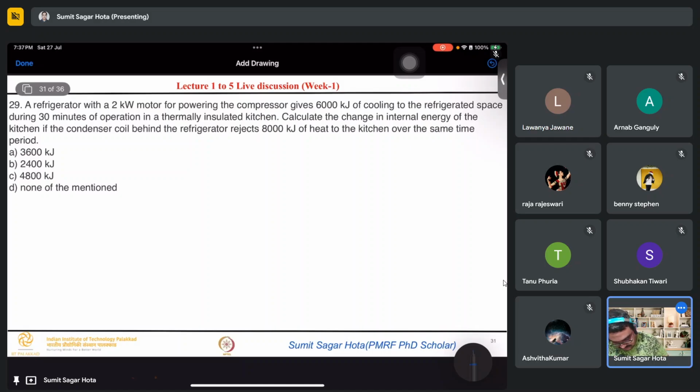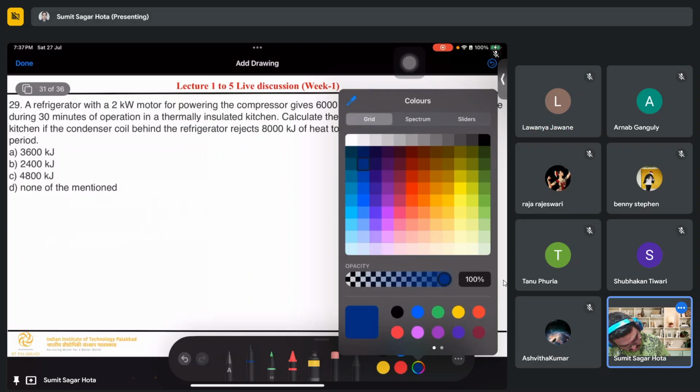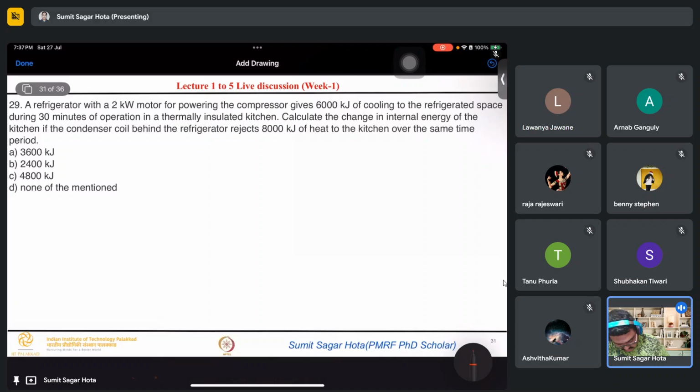This question is related to the first law of thermodynamics, and we have to use it. So here, what are the things given? Delta Q, the heat of the kitchen, is equal to 0. Why? Because it is a thermally insulated kitchen.